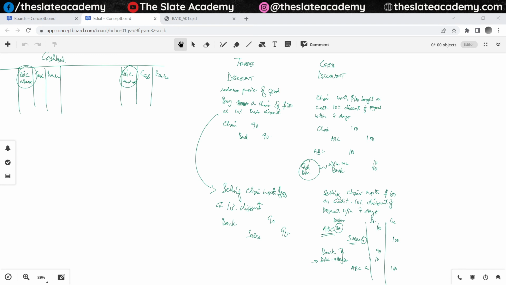One more thing, sometimes they might ask you to give double entry along with the narration. So what does narration mean? After writing the double entry, right below it, I write in brackets a brief detail of what this entry is about. So for this entry, I can write: debtor settles account and avails discount. This is called narration, this brief description.